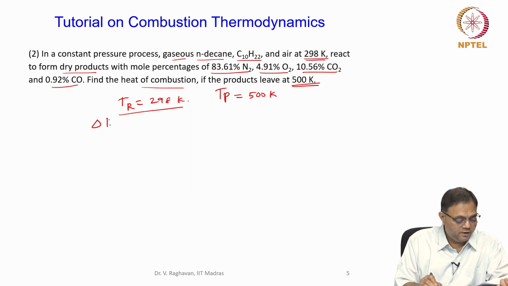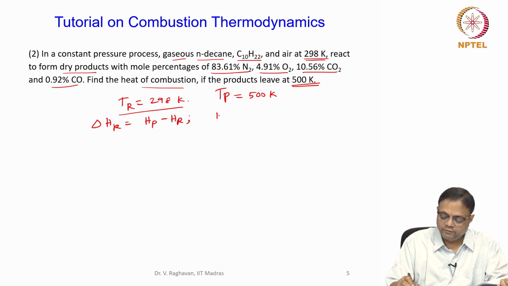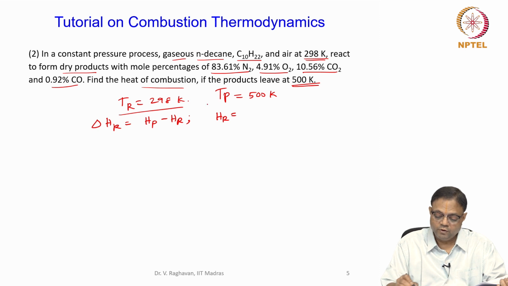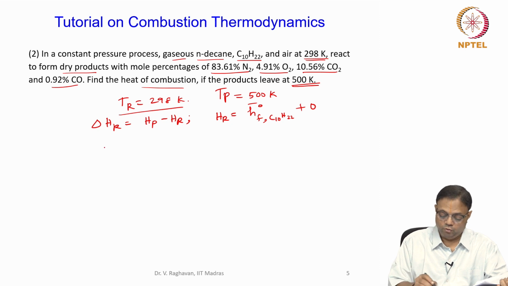So I can say delta HR will be equal to HP minus HR. Since the temperature of the reactants is 298, HR will be equal to HF of n-decane, C10H22, that's it, because for nitrogen and oxygen at reference temperature 298, the enthalpy of formation is 0.